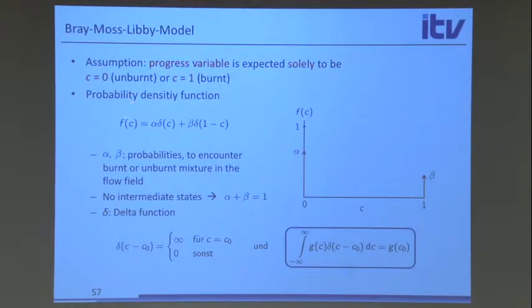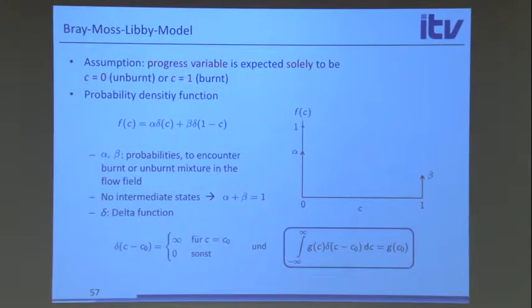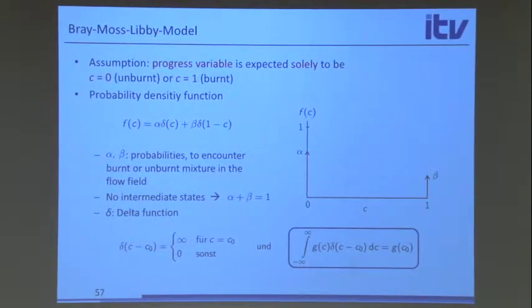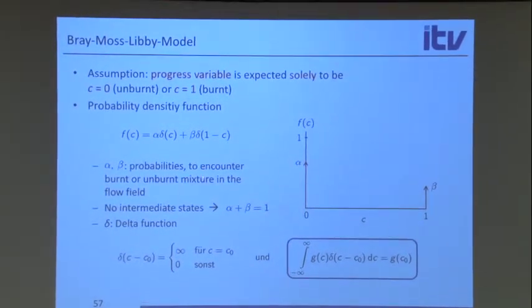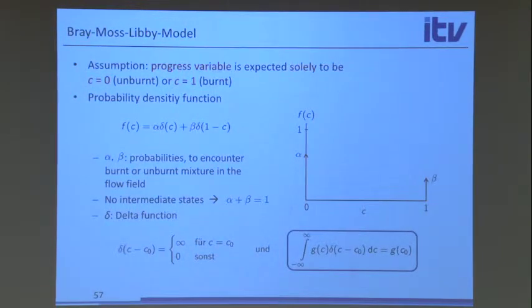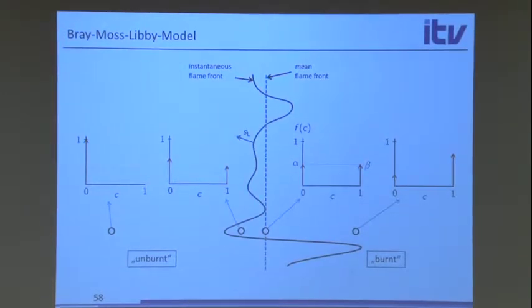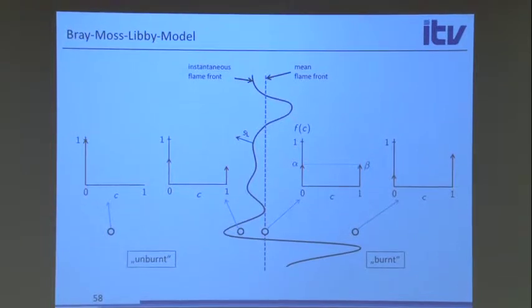So the PDF of C is alpha, the probability of finding unburnt, times delta of C, plus beta times delta of 1 minus C, and beta is just 1 minus alpha, okay? Because both of these together have to equal 1 to satisfy the normalization condition. So this is the definition of the beta function, and we said this earlier already. So then this is how the PDF looks.